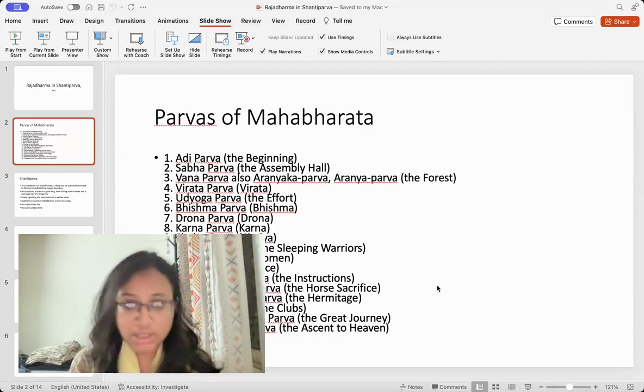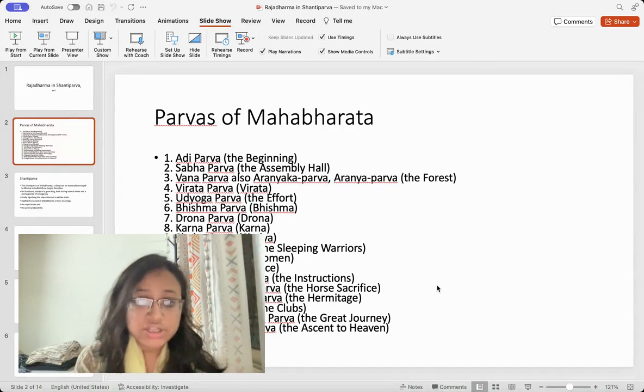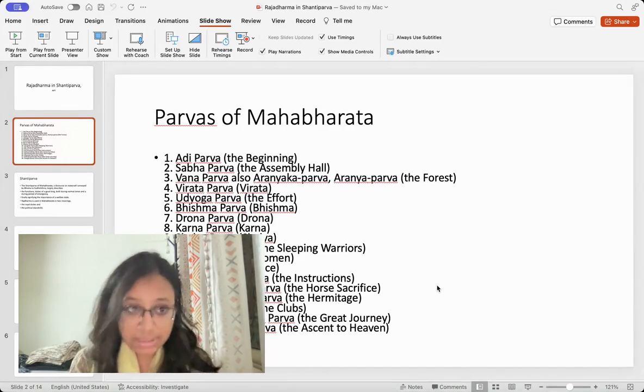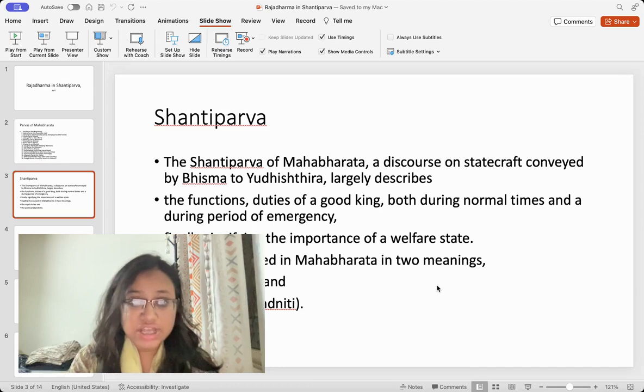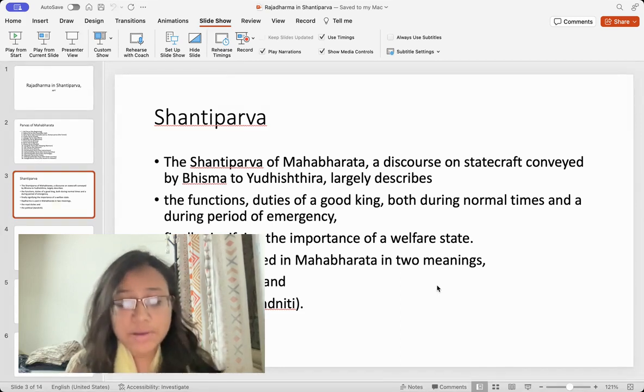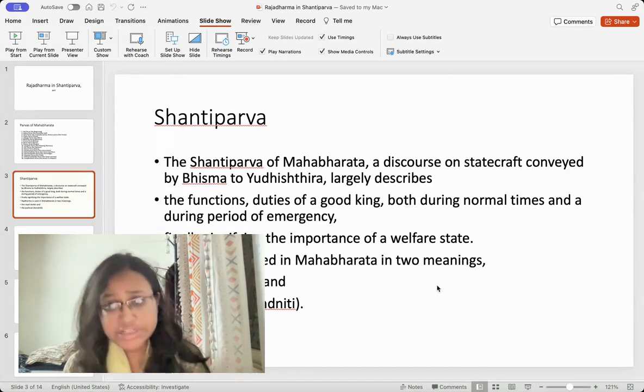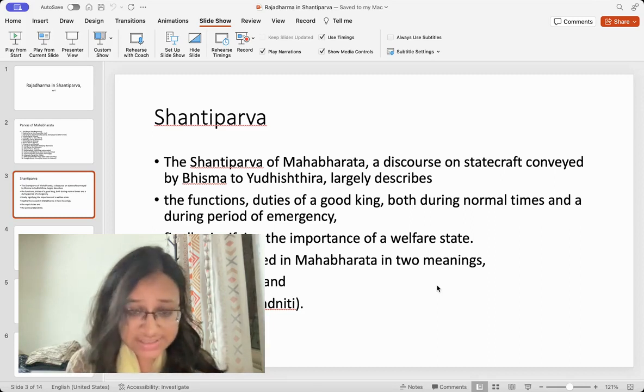The epic Mahabharata is divided into a total of 18 parvas, of which Shanti Parva, or the phase of peace, is considered to be the 12th part of Mahabharata. So, what is this Shanti Parva? This Shanti Parva is a discourse on statecraft that was conveyed by Bhishma to Yudhishthira, and it largely describes the functions, the duties of a good king, both during normal times and during periods of emergency.